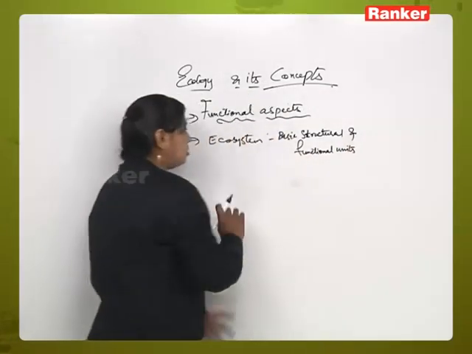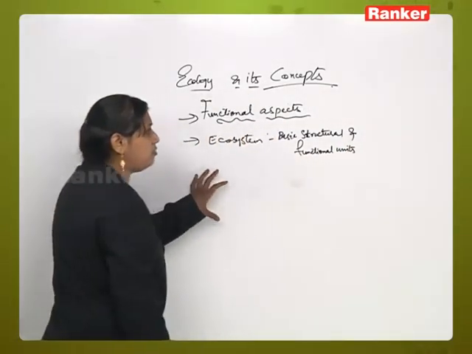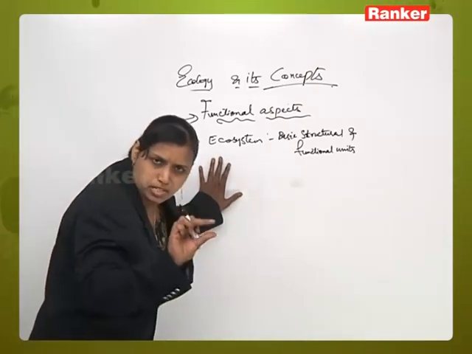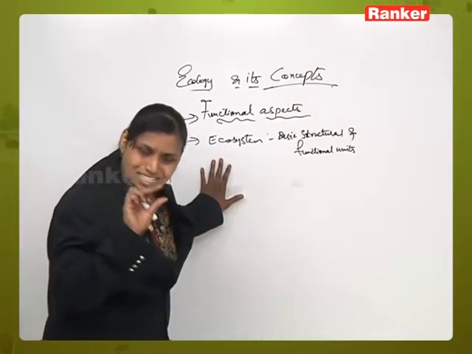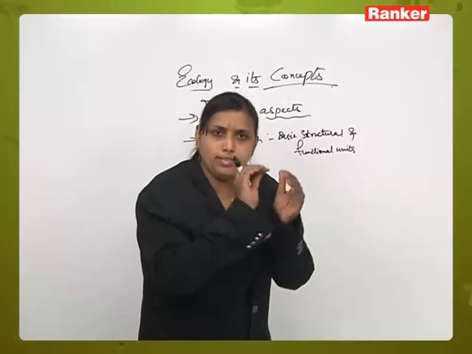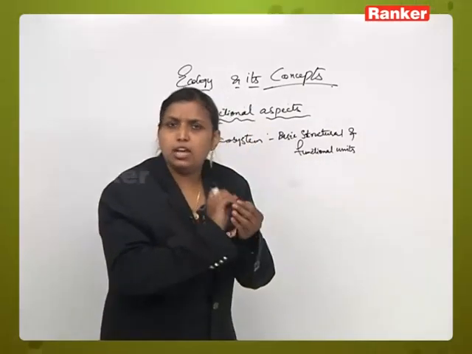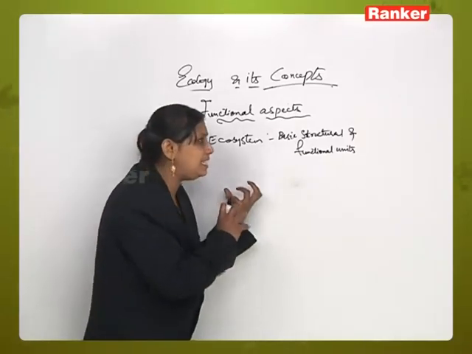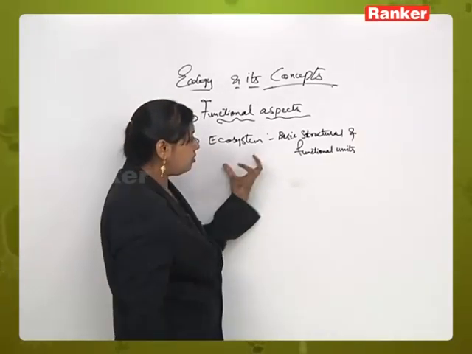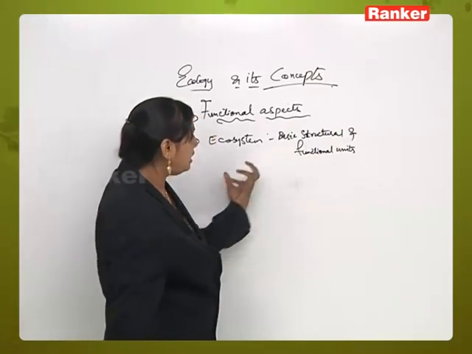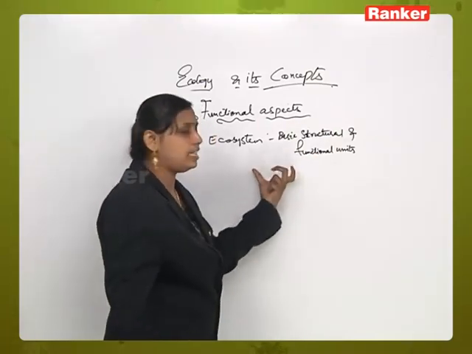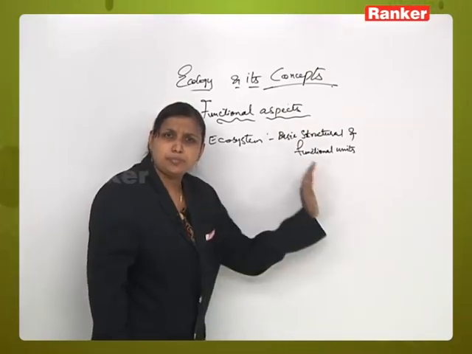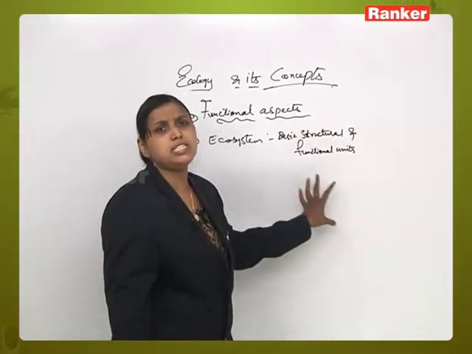Okay, so these ecosystems are basic structural and functional units. These ecosystems are nothing but segments of nature which consist of a group of living organisms, along with their physical environment, their interaction, and the exchanging of material between the organism and its particular physical environment. This is called an ecosystem.